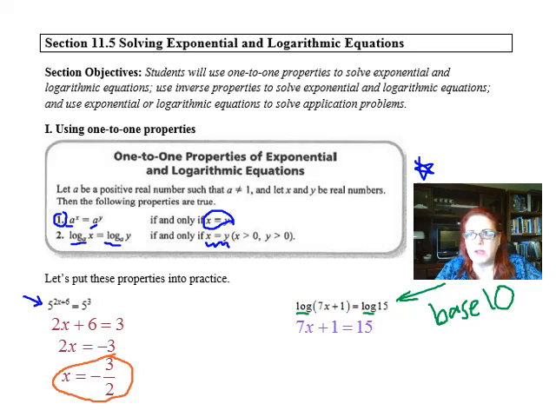Then we're going to go ahead and solve for that. So we subtract 1 from each side and we get 7x equals 14. Then we're going to get x all by itself, we're going to divide by 7 and we get x equals 2.